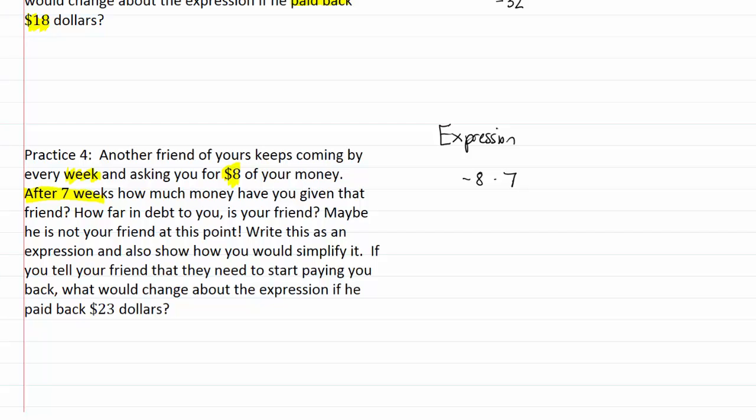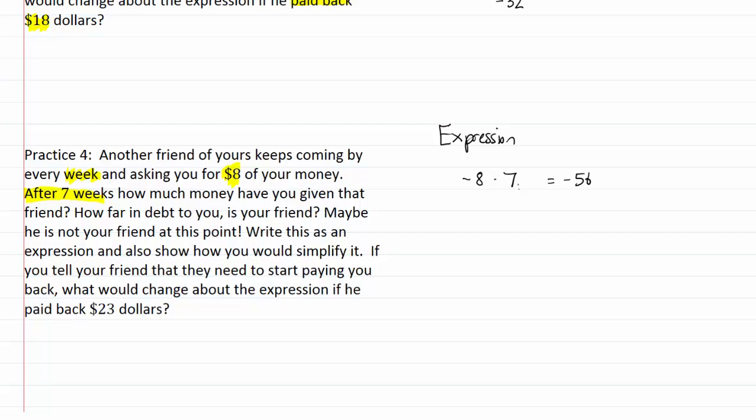If I simplify this, there's really only one thing to do, and that's to multiply. So negative 8 times 7 is negative 56, because I have a negative times a positive. Doing the 7 times 8 and negative 56. So my friend owes me $56. So I've got my expression there and I simplified it.